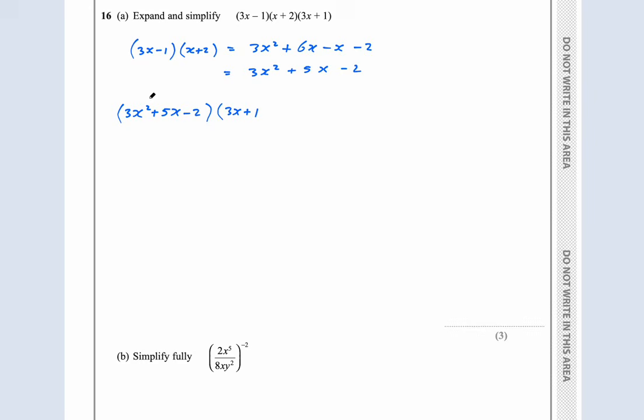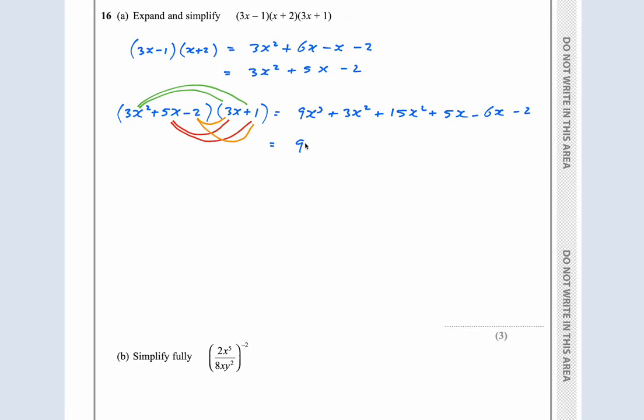And then I do the first times the first, the first times the second, the second times the first, the second times the second, and I do the third times the first and the third times the second. So this gives me 9x cubed. This times this is plus 3x squared. This times this is plus 15x squared plus 5x minus 6x minus 2.